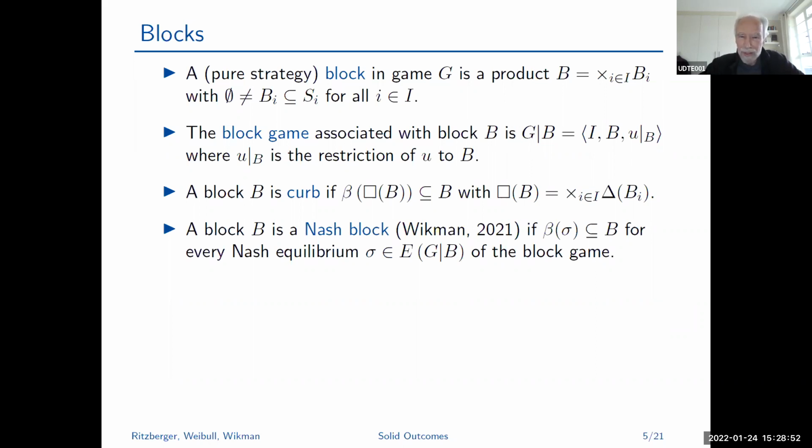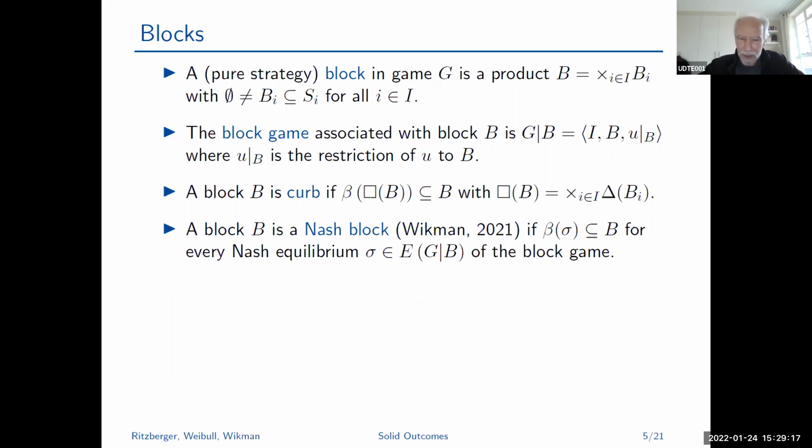So a block is curb if all the best replies to mixed strategy profiles supported in the block are in the block, okay? This concept has been introduced by Jürgen and Kaushik Basu in, I believe, the early 90s or something like that. So it's a pretty old concept.